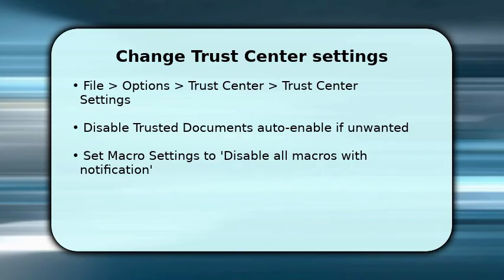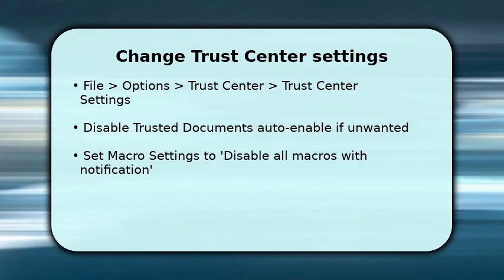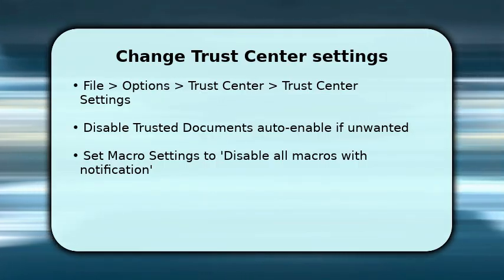Set macros to disable all macros with notification so you see prompts, but they don't run automatically. Also, uncheck Trusted Documents Auto-Enable if you want repeated prompts for new files. After adjusting, click OK and restart Excel to ensure the new policies take effect.